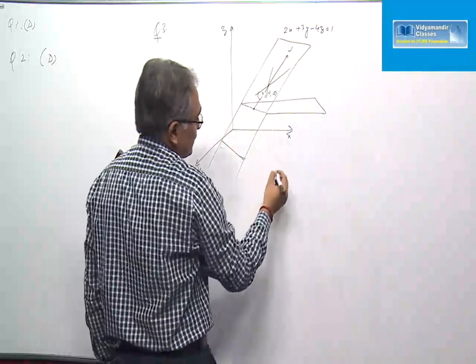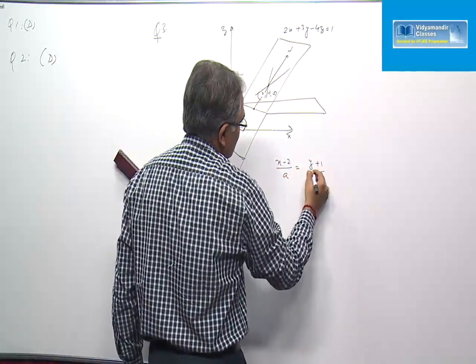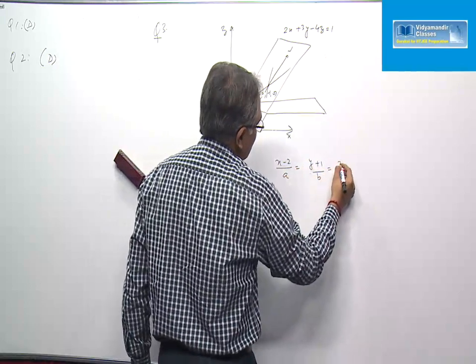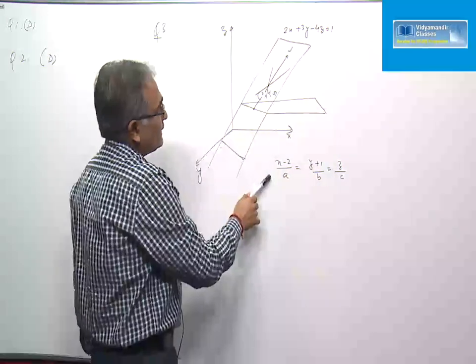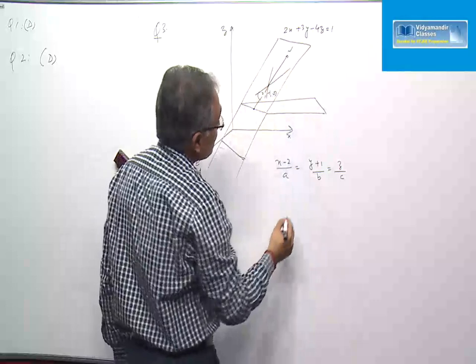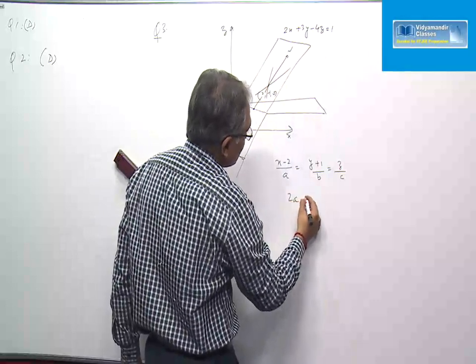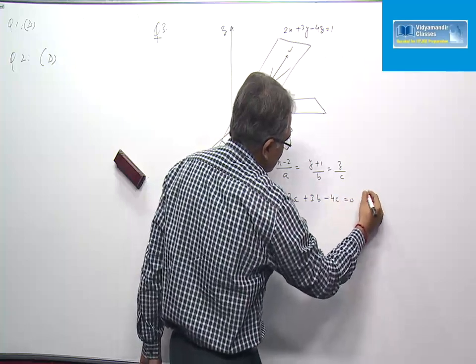As the line is passing through this point, the line must be of the form (x minus 2) upon a, (y plus 1) upon b, z by c. Now this line is lying on this plane, hence the direction ratio of this line dot product with the direction ratio of the normal to the plane must be 0, that is 2a plus 3b minus 4c must be 0, first equation.